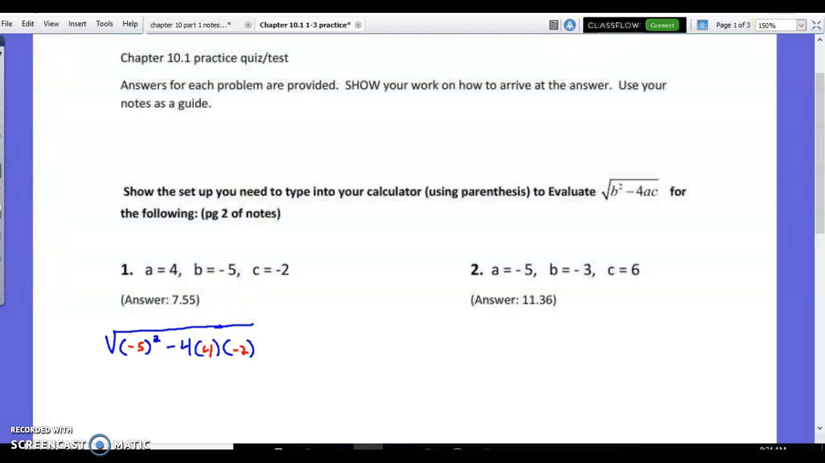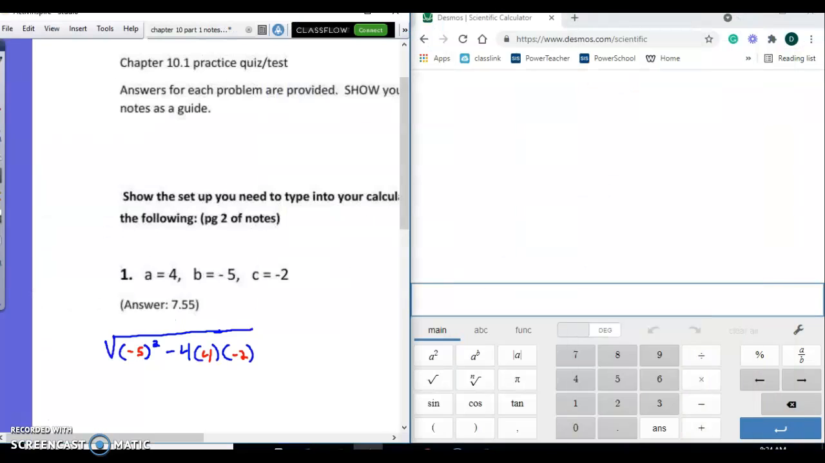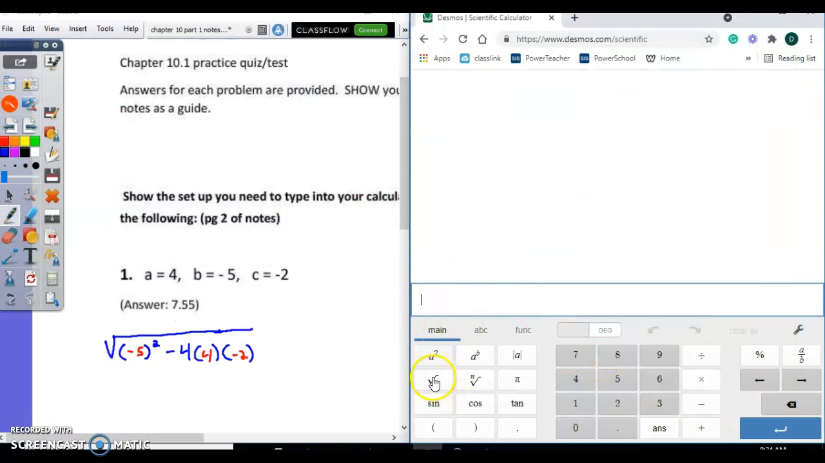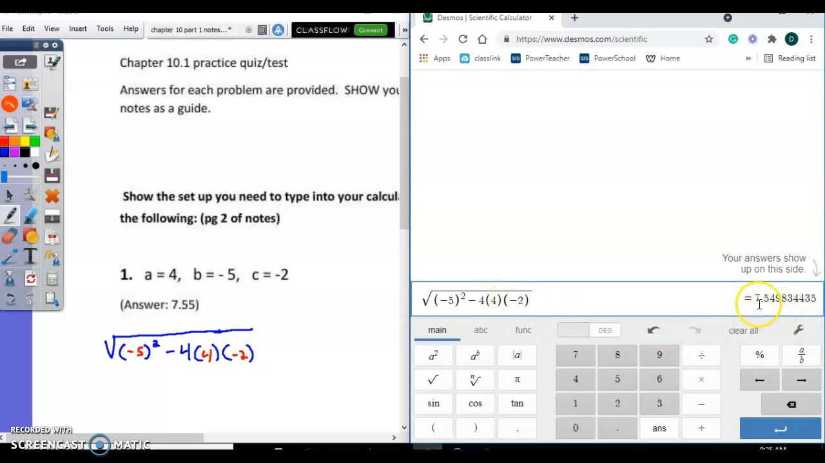I'm going to do a side-by-side with the calculator. So once you do that, then we just have to put it in as we see it. So if we're using this calculator, we put our square root. I can go ahead and start with my parentheses in there, minus 4, and then we have another set of parentheses and another set of parentheses. So if you set it up like this, you can use this for both problems. Now I just put in the numbers that I need, -5, 4, and -2. You can see we get 7.549, which is rounded to 7.55.